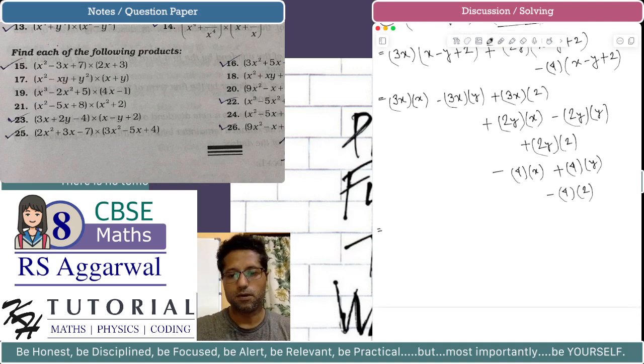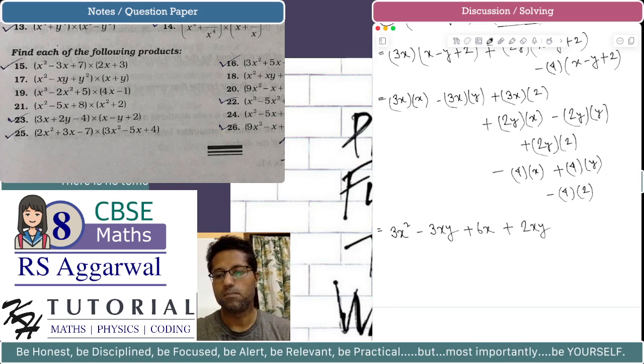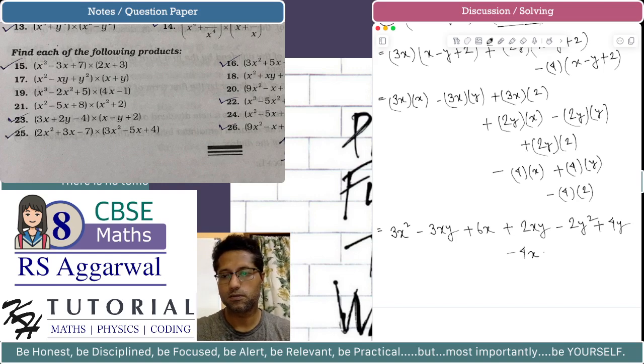This becomes 3x square minus 3xy plus 6x plus 2xy minus 2y square plus 4y minus 4x plus 4y minus 8.